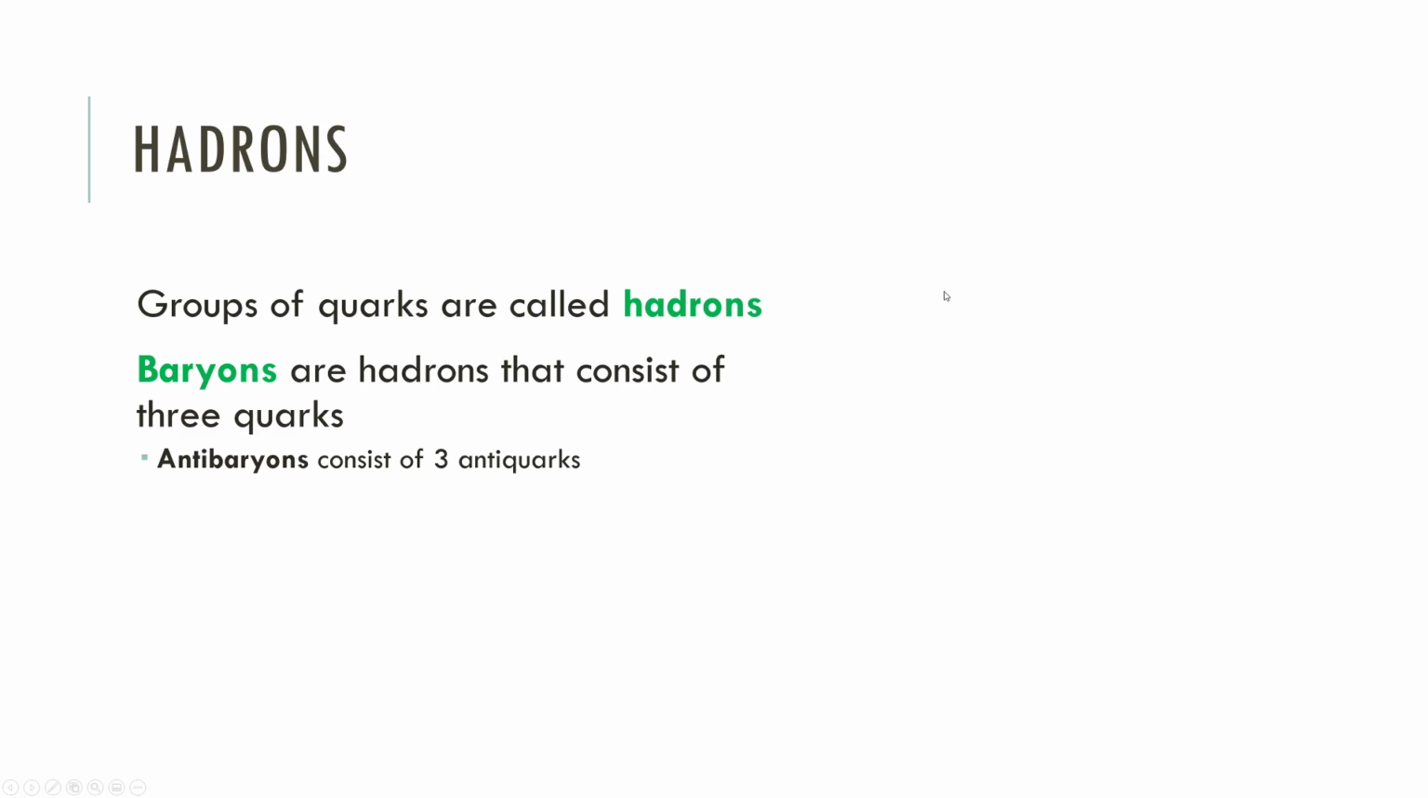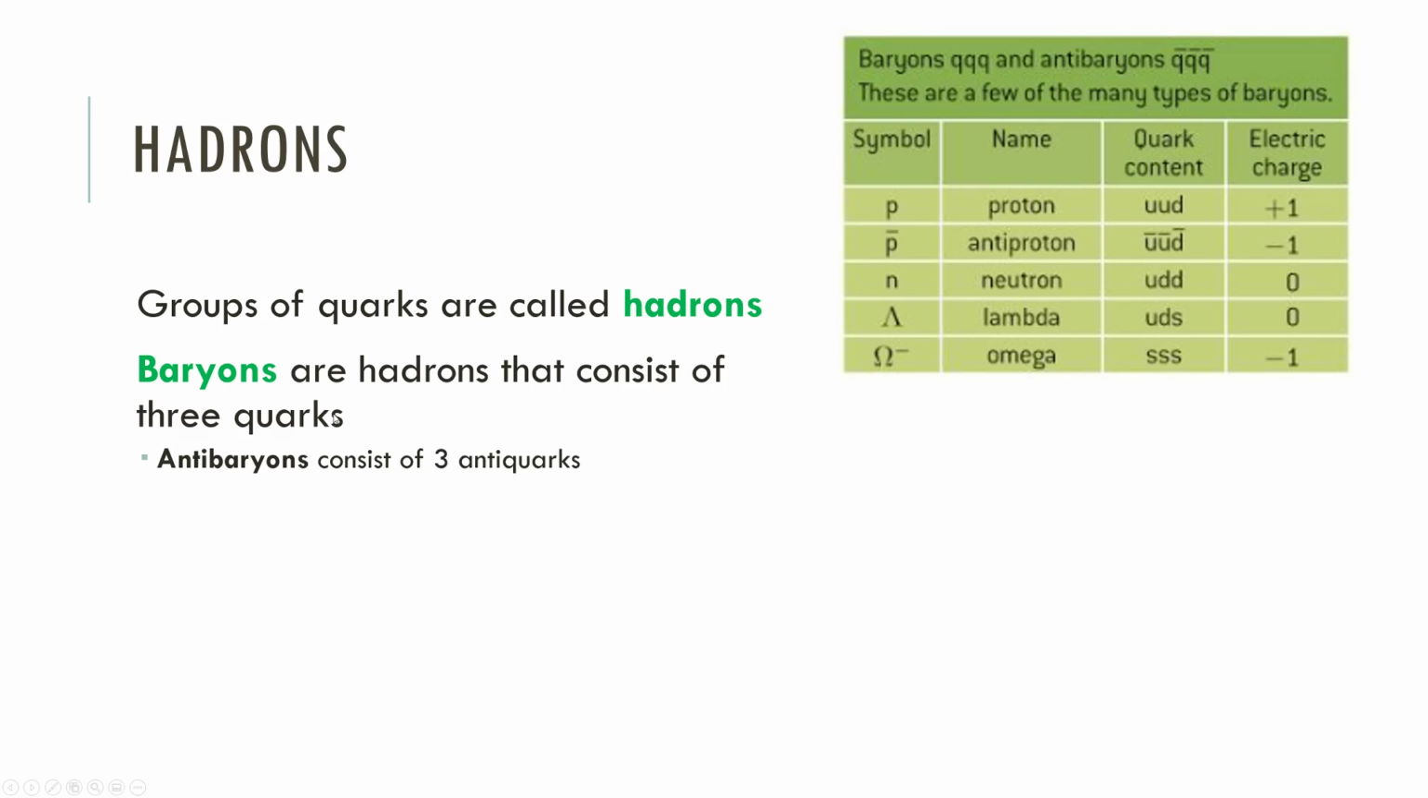So a proton and neutron are hadrons. We further split that up into a couple different things. So we have baryons, which are particles made of 3 quarks, and since they're made of quarks, they're hadrons. So baryons are hadrons that have 3 quarks.